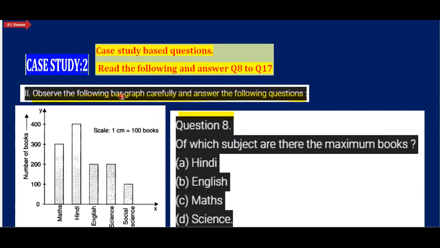Observe the following bar graph carefully and answer the following question. Here a bar graph is given to us, means subjects are given: mathematics, Hindi, English, science, social science, and here the number of books. And on the y-axis, 1 centimeter is 100 books. So the question is like this, and we read the question first, question number 8 carefully here.